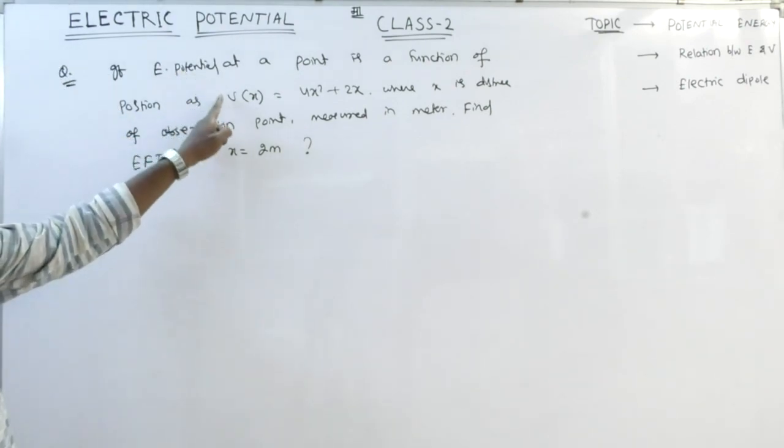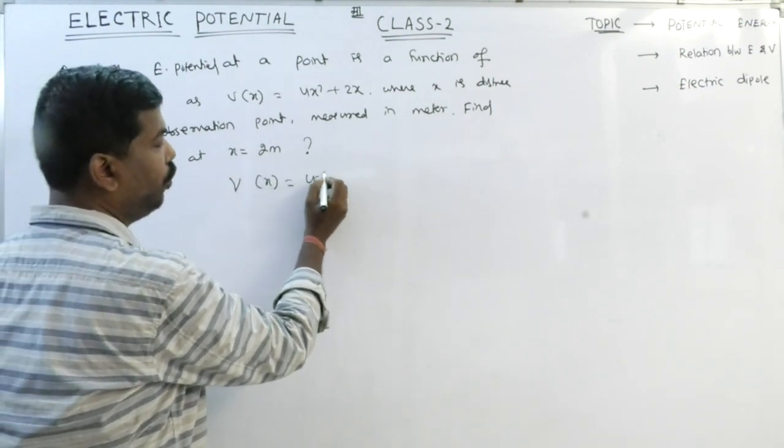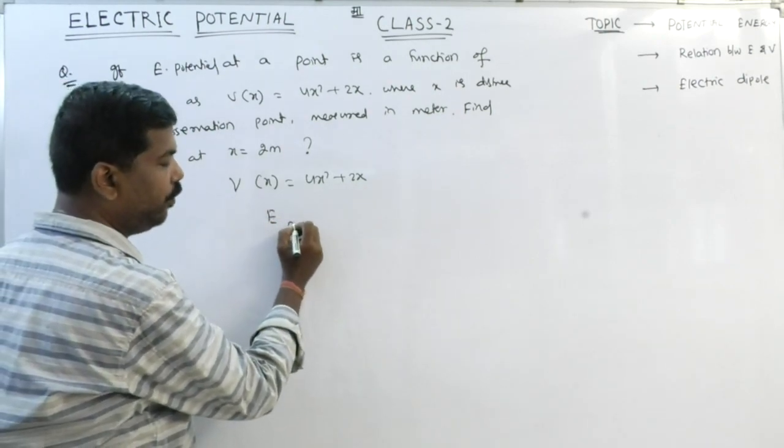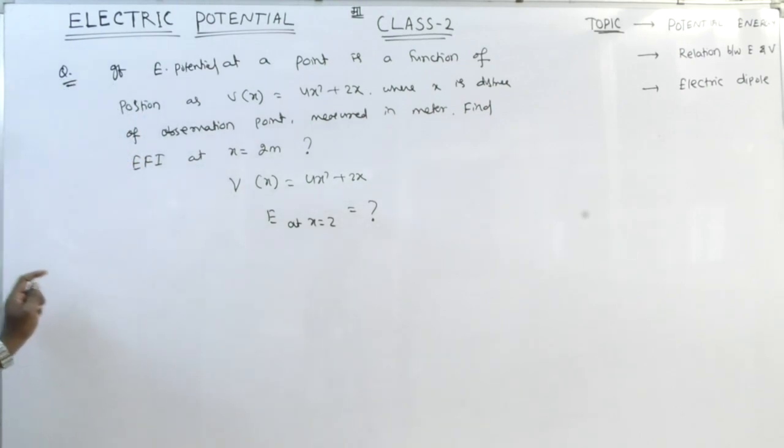Look at it. Potential is given. V(x) is equal to 4x square plus 2x. And we are asked for the electric field at x is equal to 2. Clear?